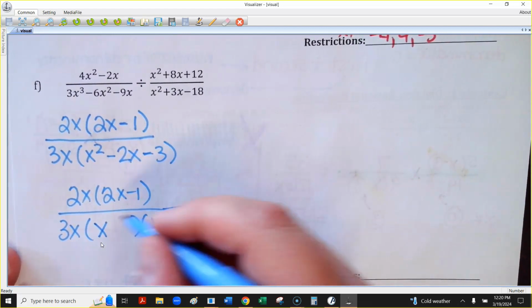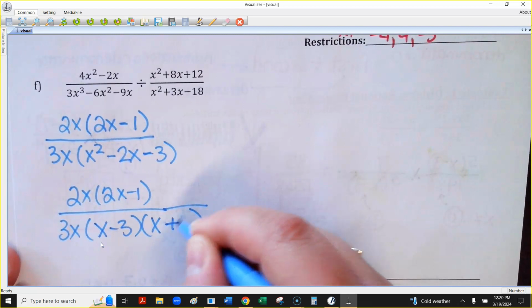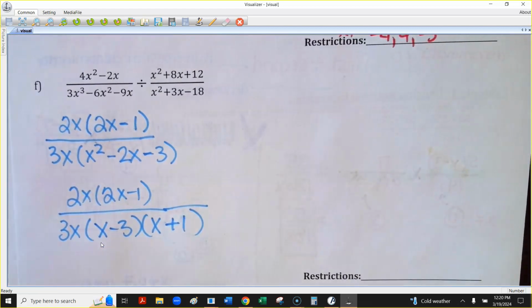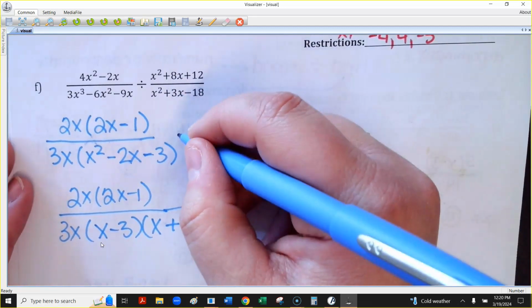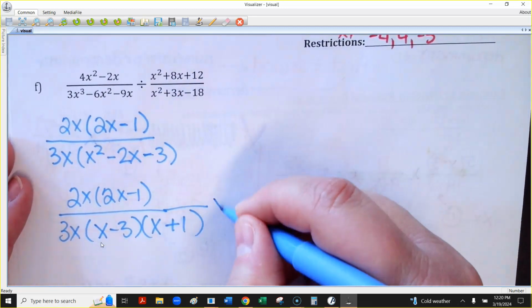Yeah, there we go, negative 3. So those are the only options. You've got to figure out which one's positive, which one's negative. Okay, now, this guy, we are going to end up flipping this over. I'm just going to write it down here.